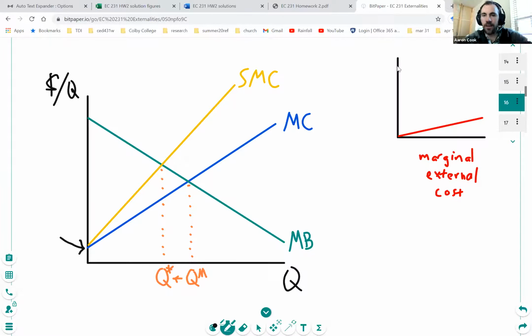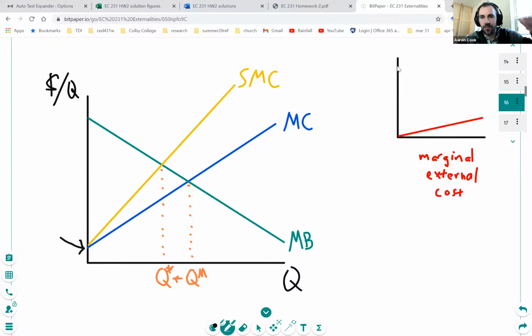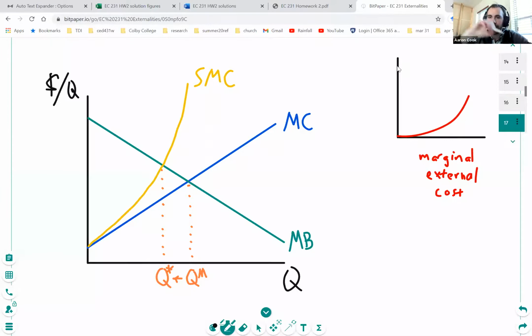So the shape of the social marginal cost is going to be affected by the shape of the marginal external cost. If it's flat, it's going to be a parallel shift up. If it starts at 0 and has a constant upward slope, the social marginal cost will follow that same pattern. If instead it starts at 0 and then increases at an increasing rate, then the social marginal cost curve will also follow that same pattern. Remember, it's merely the vertical sum of the marginal external cost and the private marginal cost.